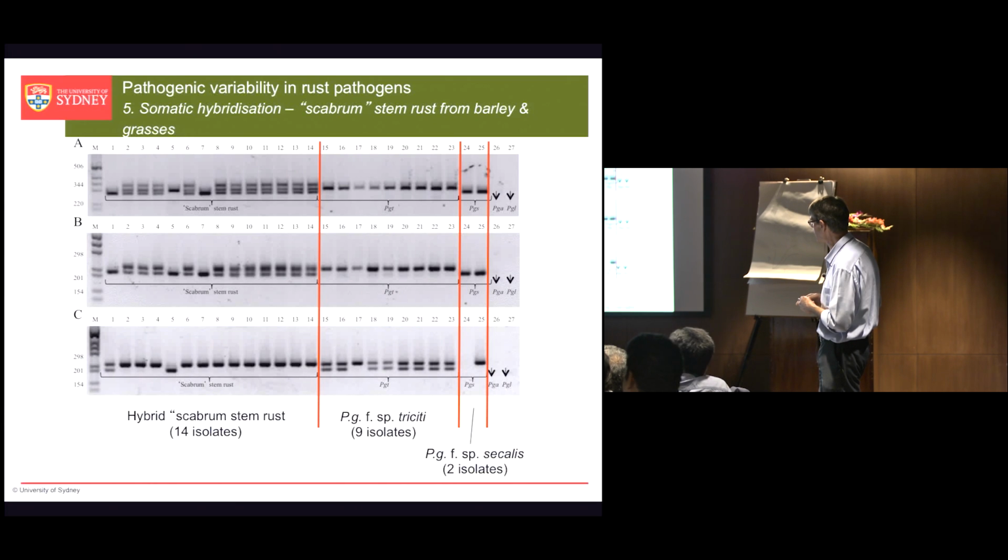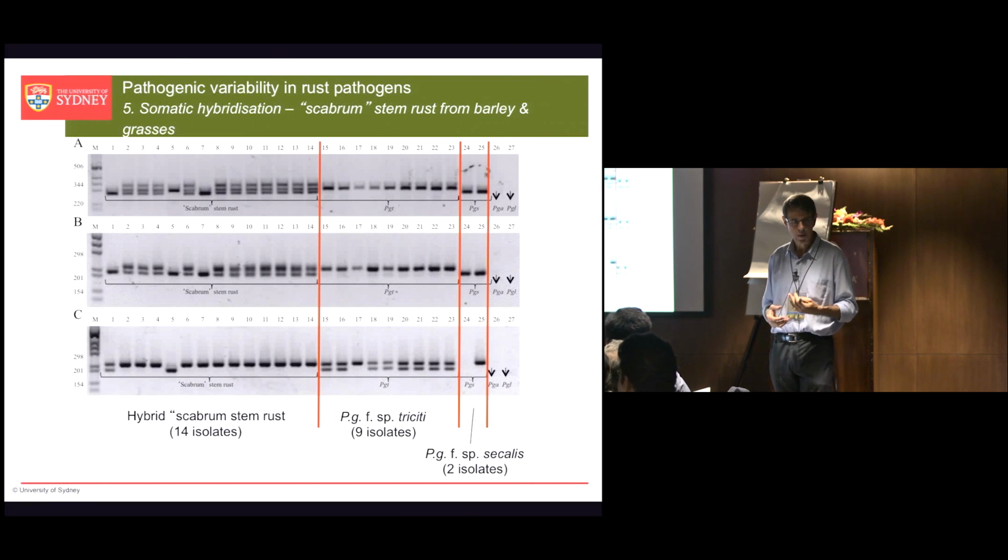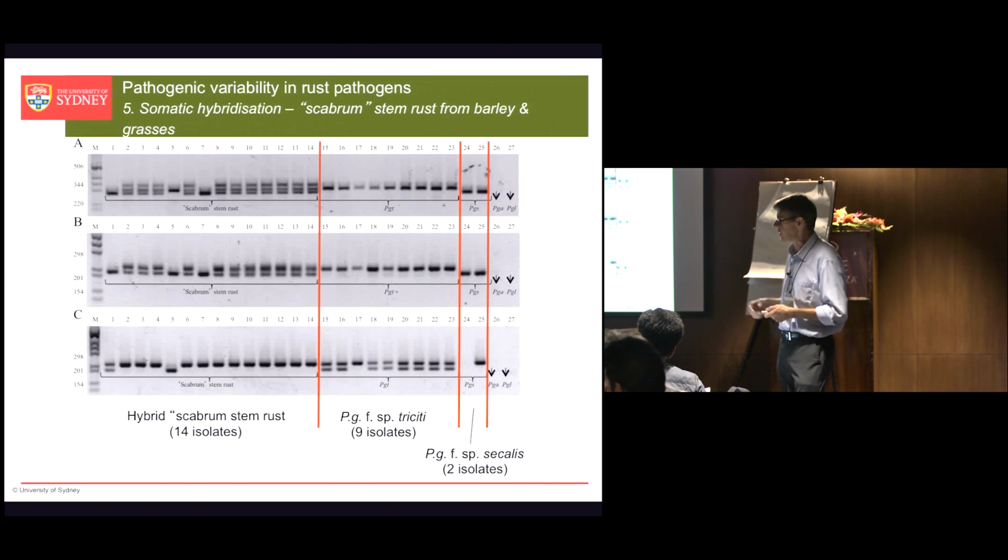This one's different to that one. This one, I guess you would say, is the same as that one. This one is different to that one. So it appears as if there have been multiple hybridisation events that have occurred between the wheat stem rust pathogen and the rye stem rust pathogen. That's the first thing to notice.